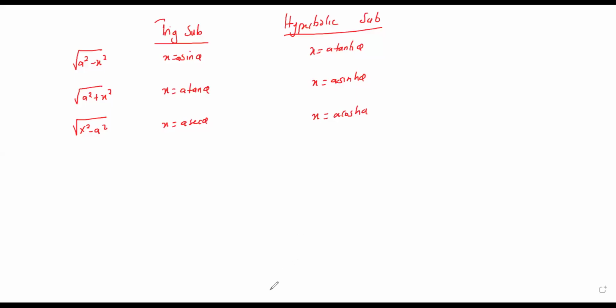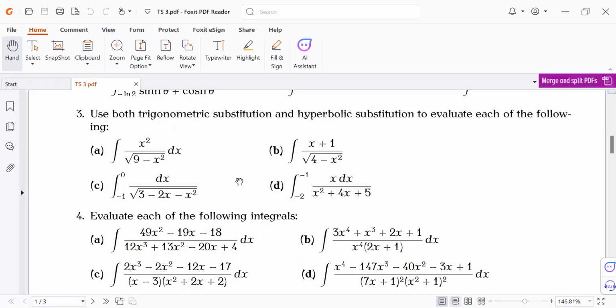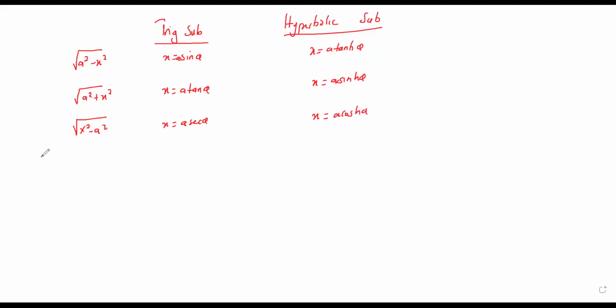Okay, so we go to, I want to do 3c. So we have the integral from -1 to 0, and then dx over 3 minus 2x minus x squared. So dx, so this is 3c.